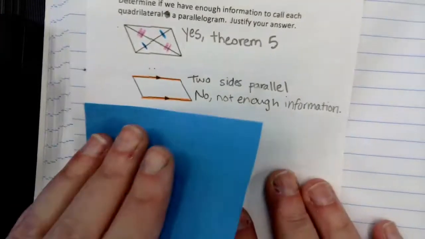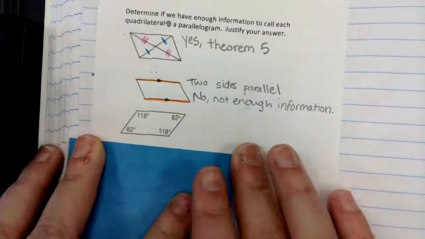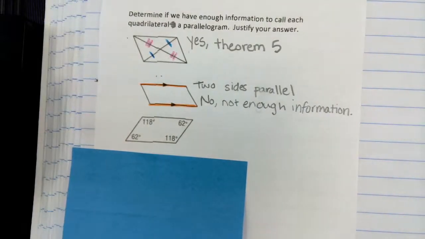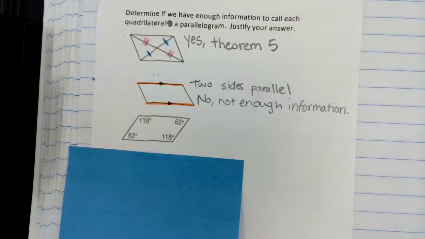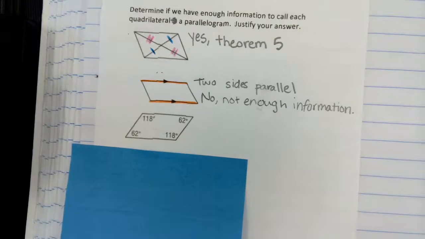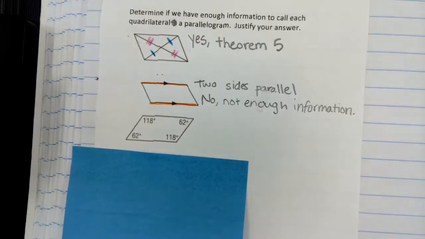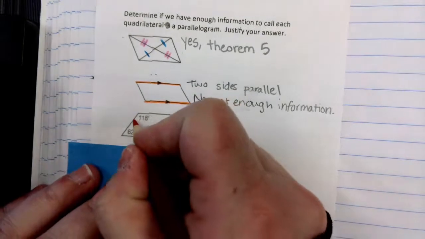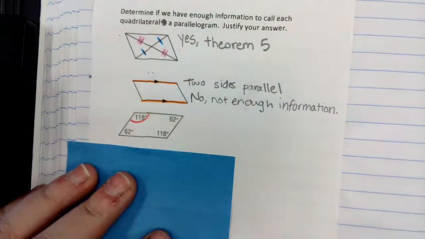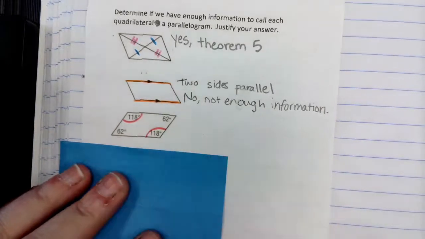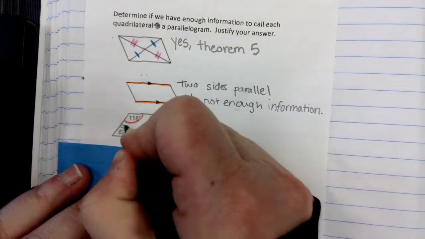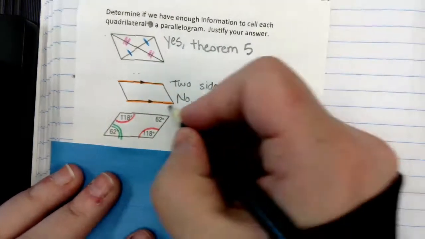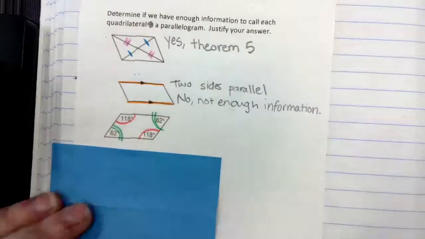All right, next one. What are we given for this? Are they sides? Angles. Which angles are congruent? All to each other? So 118 is congruent to 118. And 62 is congruent to 62. I didn't do a super great job of that. And now this won't work.